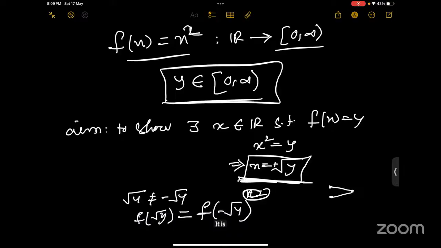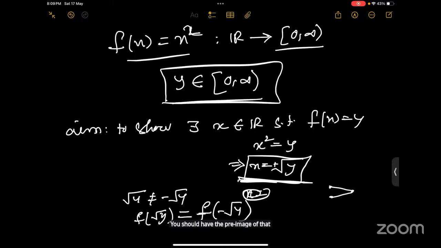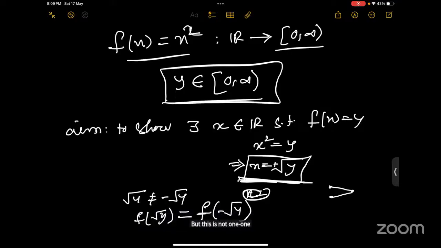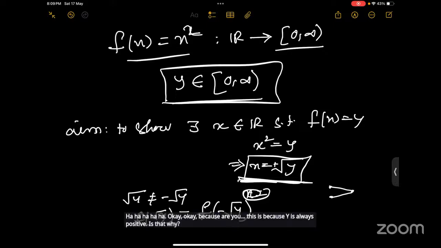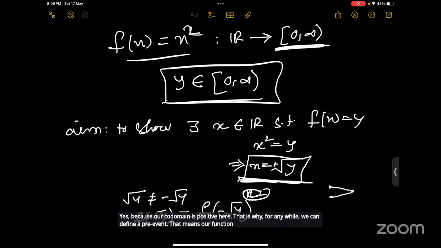No, it is surjective, because surjectiveness says that for any point in the codomain, you should have the pre-image of that point. That is what we have, right? For any y, we have such x's. But this is not one-one function. Because y is always positive, since our codomain is positive here. That is why for any y, we can define a pre-image. That means our function is onto.